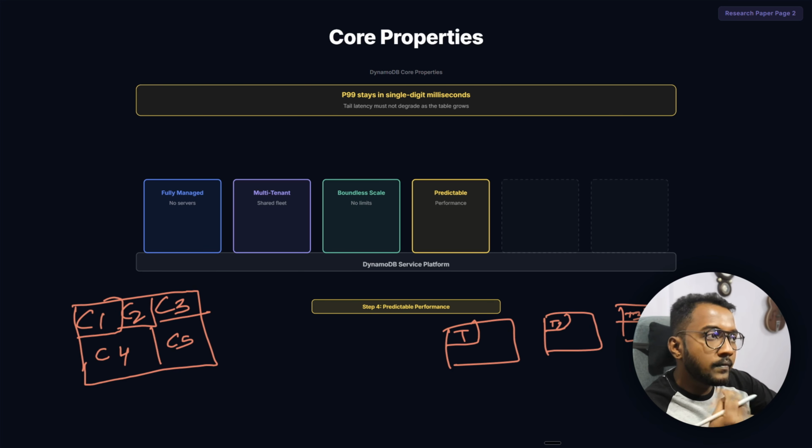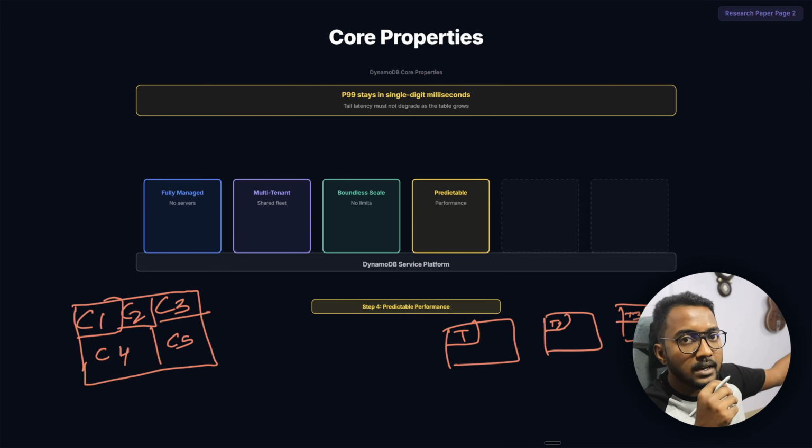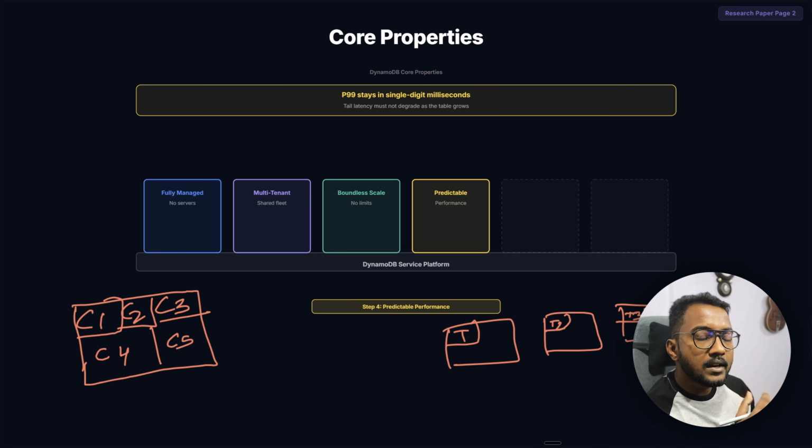So predictable performance is about controlling the latency, and especially at the tail end. So if we are talking about P99, we will ensure that the P99 should be under 10 milliseconds. And this means even the slowest percentage of requests are supposed to stay within their band at any load. And the GetItem and PutItem APIs that DynamoDB offers are really small, so the service can answer with consistent low latency.